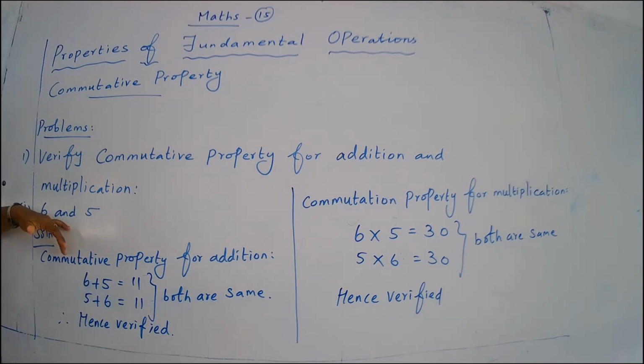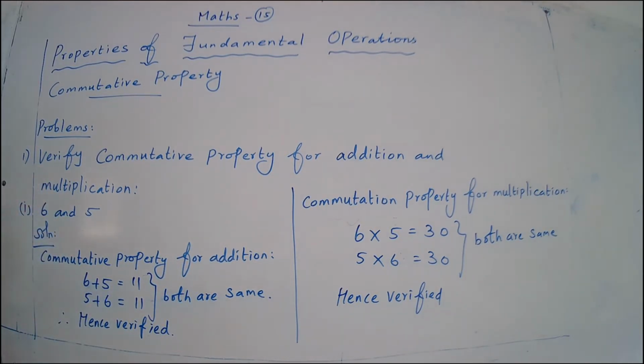Already we have checked. Yes, children? Yes. So, first of all, you check commutative property for addition. We have to find the value of 6 plus 5. 6 plus 5 how much? 11. Then after that change the order. That means 5 plus 6. That answer also 11. So, both are same. So, hence verified. So, the answer is commutative property is true.